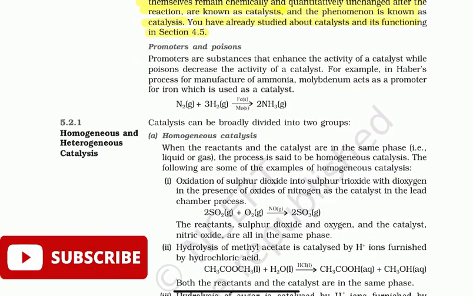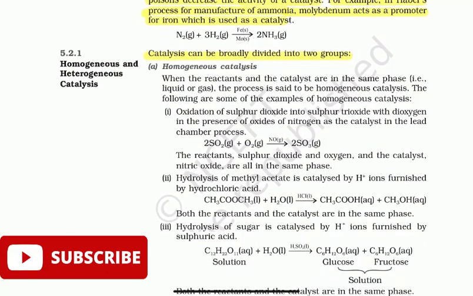Promoters and poisons. Promoters are substances that enhance the activity of a catalyst, while poisons decrease the activity of a catalyst. For example, in Haber's process for manufacture of ammonia, molybdenum acts as a promoter for iron, which is used as a catalyst. Catalysis can be broadly divided into two groups. A. Homogeneous catalysis. When the reactants and the catalyst are in the same phase, i.e. liquid or gas, the process is said to be homogeneous catalysis. The following are some examples of homogeneous catalysis.